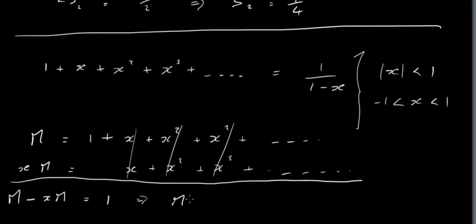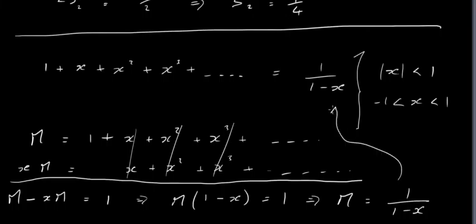Let's just take that m outside the bracket, and we end up with 1 minus x inside the bracket, and that's equal to 1. So that gives me my m equal to 1 over 1 minus x, and that's what I got for this particular series. Remember, m is just this series here. I just assigned this particular series as m. On the right hand side I got 1 minus x. So that's just a little mini proof.